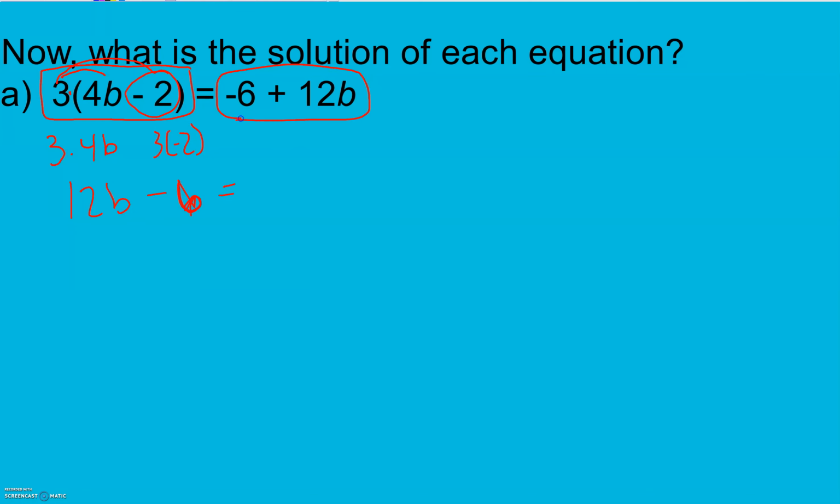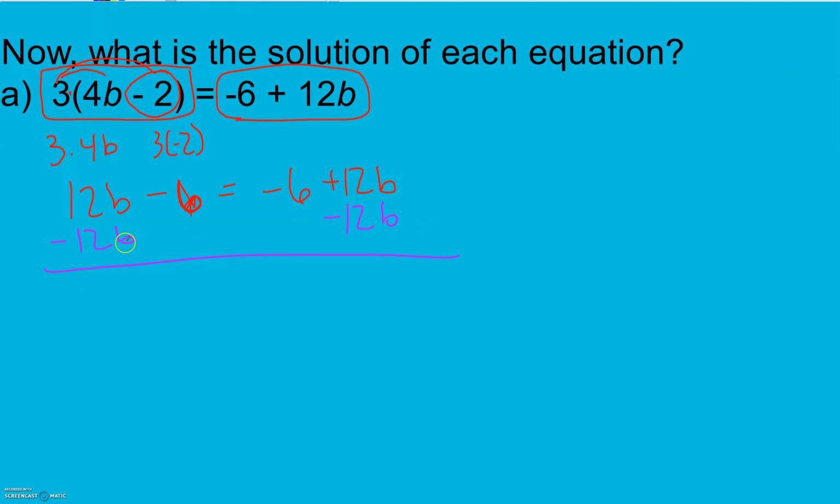My right expression is as simple as I can get it. Negative 6 plus 12b. There's nothing else I can do there to simplify it any further. Now, left side's as simple as I can get it, right side's as simple as I can get it. I can start moving from one side to the next. And I'm going to move my variables together. I have 12b, I get rid of 12b by subtracting it. Right now it's a positive 12, so I get rid of it by doing the opposite and subtracting.